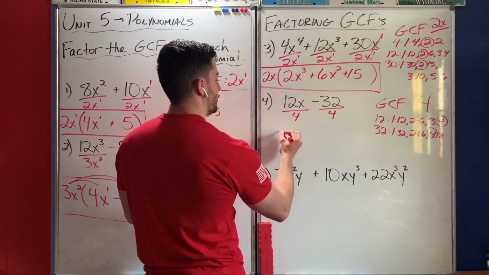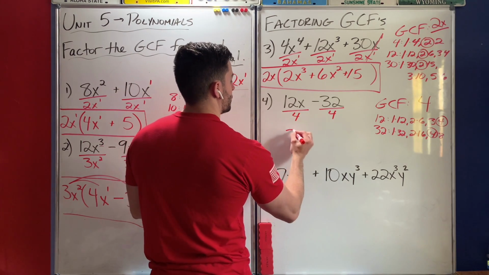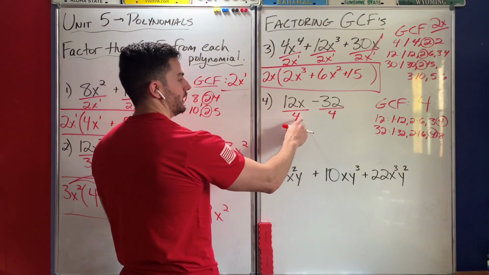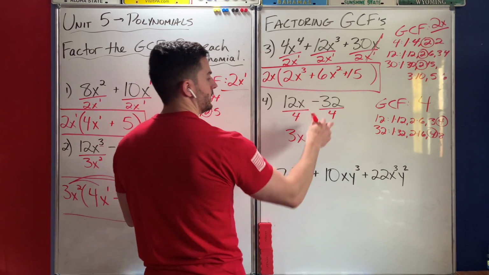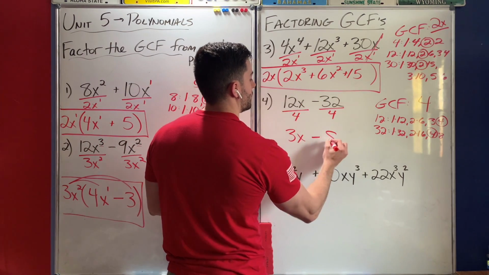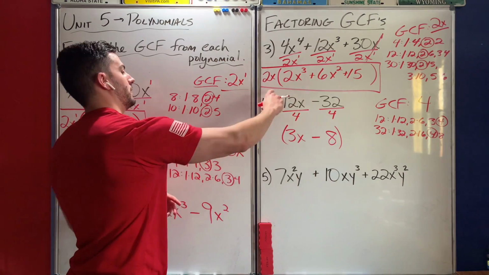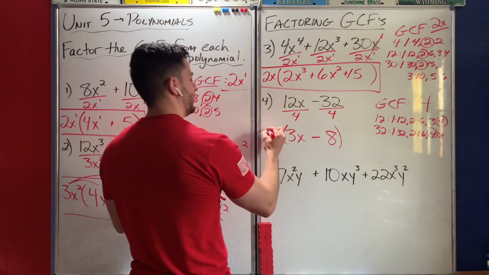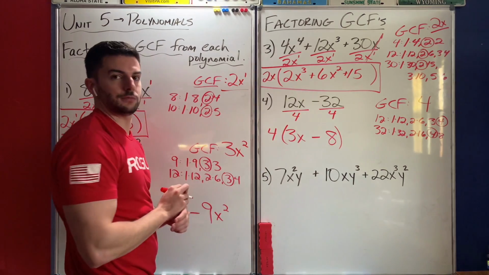So 12x divided by 4 would be 3x, right? I'm not dividing any x's, so that stays the same. And then 32 divided by 4, 8, right? 8. And then again, step 3 would be writing that GCF on the outside, okay?